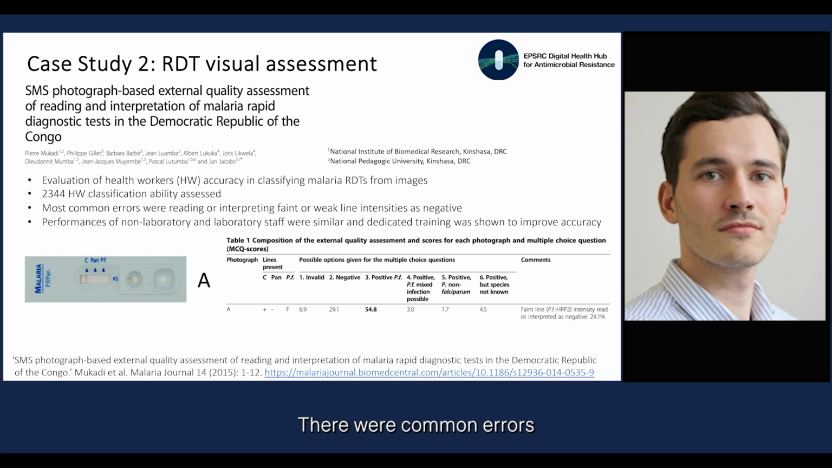There were common errors of reading or interpreting faint or weak lines incorrectly. So in the bottom left, we can see an image of a malaria IDT. This result has a weak positive line for the P. falciparum result, and only 54% of health workers were able to classify this correctly. And as we can see here, 29% read this as a false negative. So very common errors here of incorrect classification of a visually interpreted test.